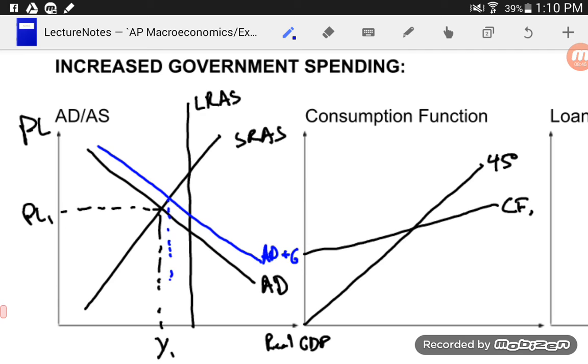Because of the government spending, we might get a slight increase in income. I'll call that y plus g, or y sub g, in our output. But with that increase in government spending, which is part of autonomous spending, our consumption function is also going to shift up by the increase in government spending.